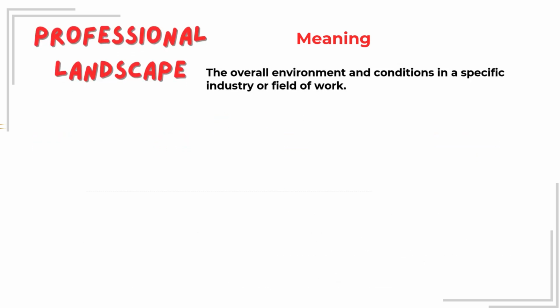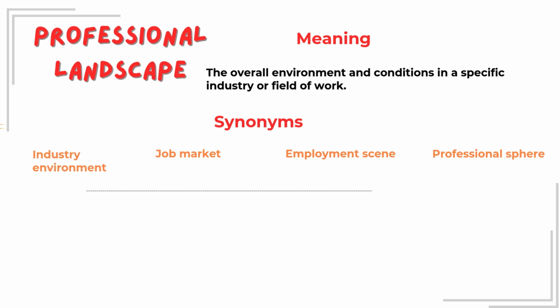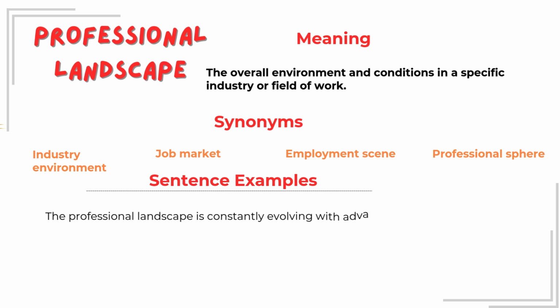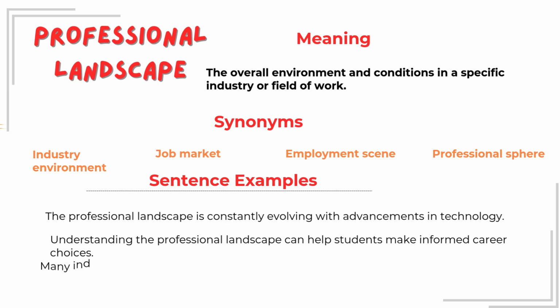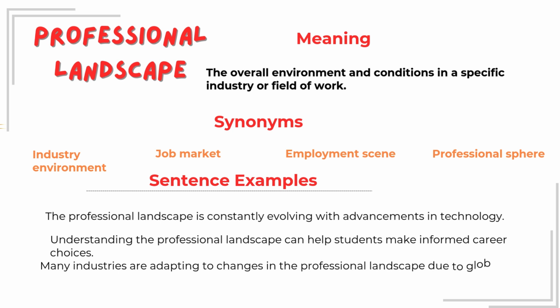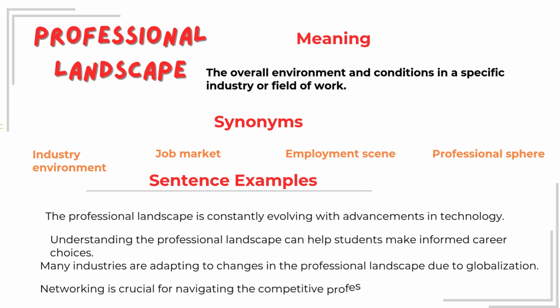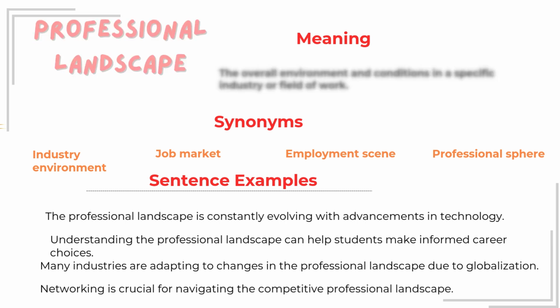Professional landscape. The overall environment and conditions in a specific industry or field of work. Industry environment. Job market. Employment scene. Professional sphere. The professional landscape is constantly evolving with advancements in technology. Understanding the professional landscape can help students make informed career choices. Many industries are adapting to changes in the professional landscape due to globalization. Networking is crucial for navigating the competitive professional landscape.